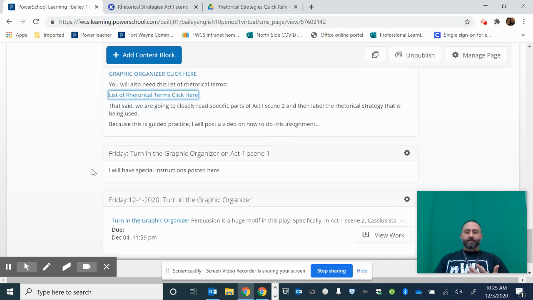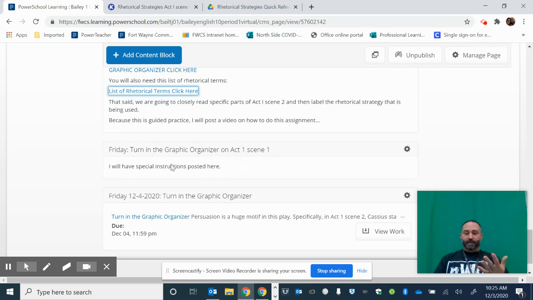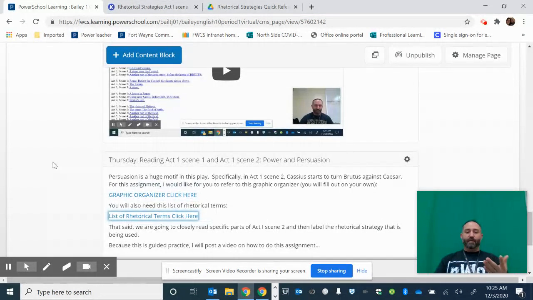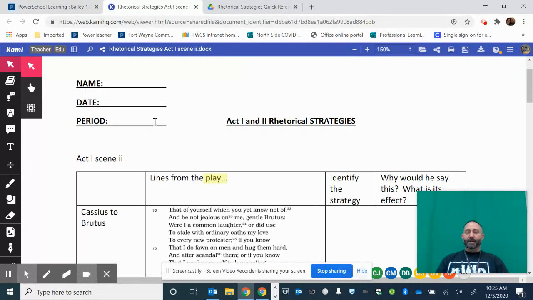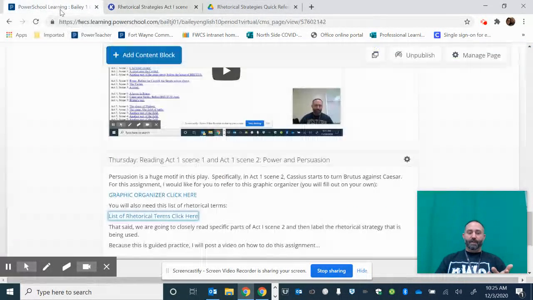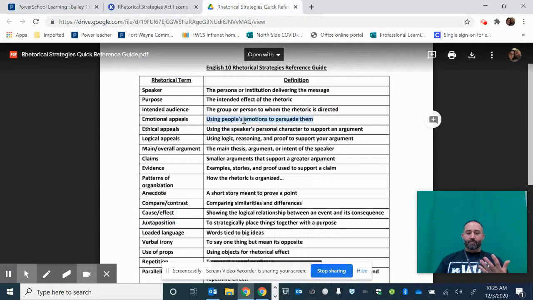I'm going to post a video here, and this is in reference to Act 1, Scene 1 and Act 1, Scene 2 about the power of persuasion. When I say graphic organizer, I'm referring to this, and when you open it up, it goes to the Act 1 and Act 2 Rhetorical Strategies organizer. And when you click on the rhetorical terms, it will take you to this document right here.